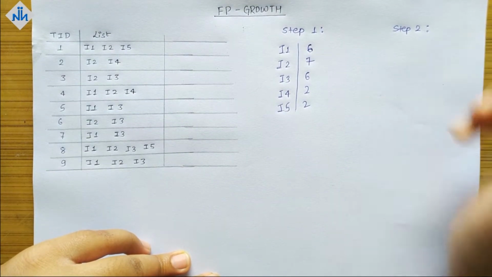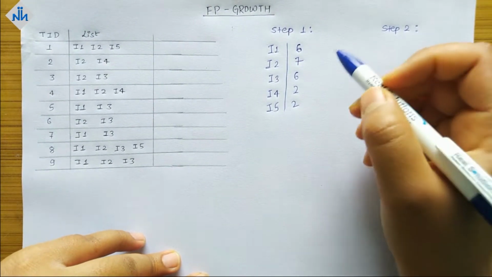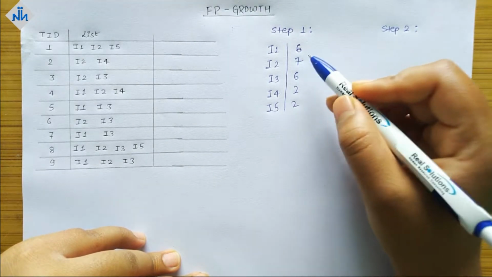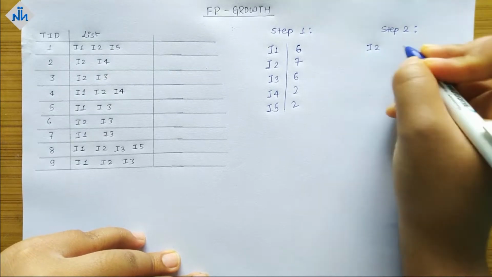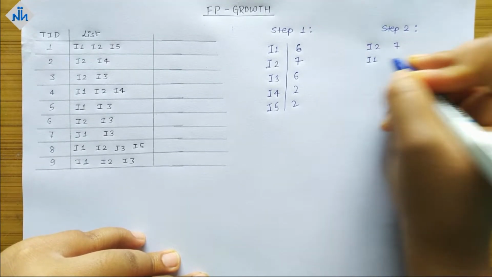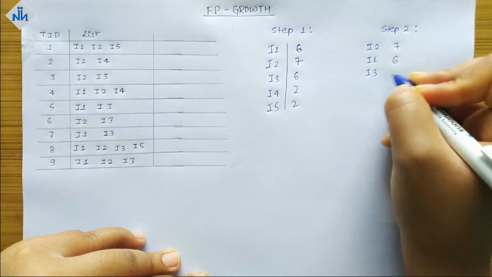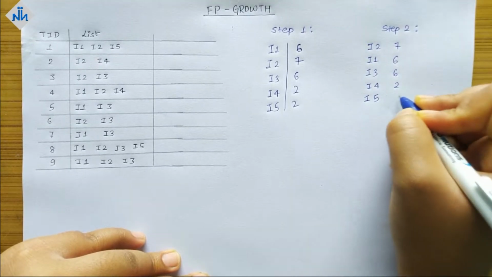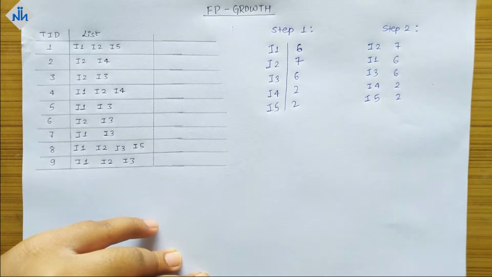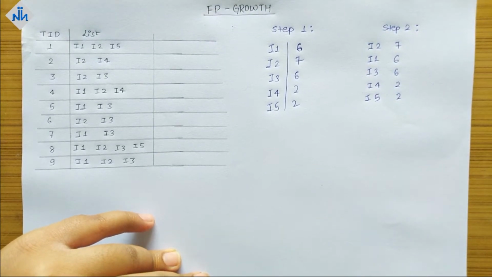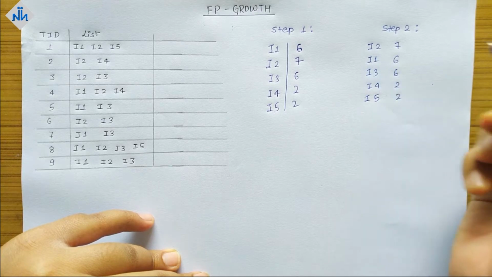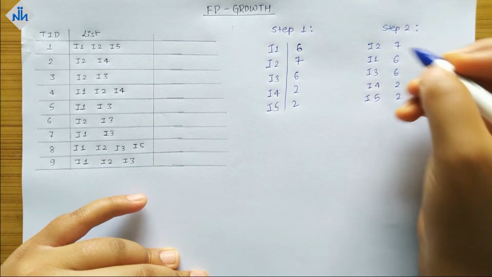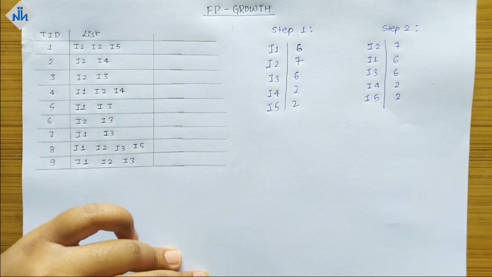In the second step, we will order these. We will write them in descending order, which means the highest one will be kept first. So we will have I2 7, I1 6, I3 6, I4 2, I5 2. If they are the same, you can write them in any order. It won't matter, but since I1 is the first item, we will write I1 before I3. So our second step is also done.